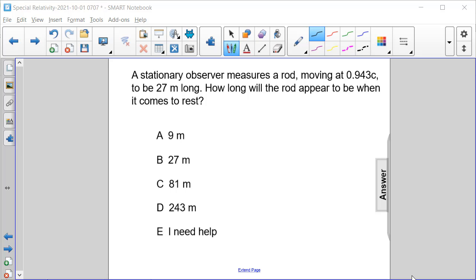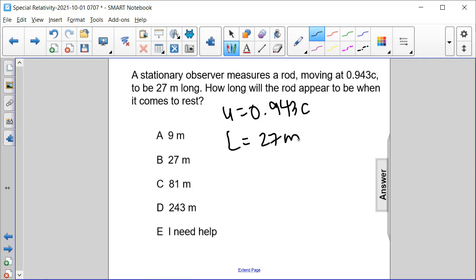A stationary observer measures a rod moving at 0.943 C. So U is 0.943 C, and the rod is measured to be 27 meters long. The stationary observer is measuring this distance while it's moving, so that's not the proper length. That's the L, or the length observed, to be 27 meters.